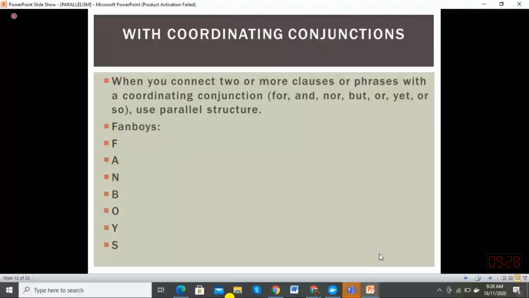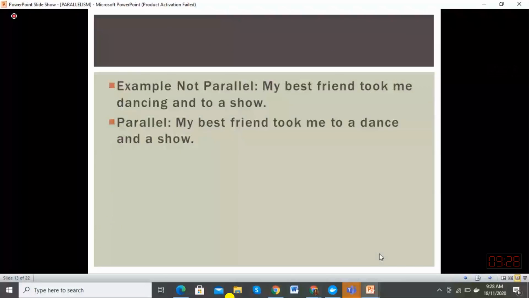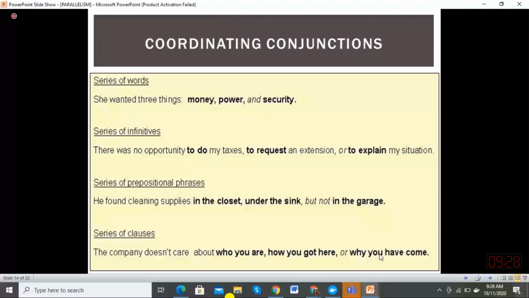For instance: my best friend took me dancing and to a show. Better: my best friend took me to a dance and a show. So there you can employ the coordinating conjunction in a better way. Coordinating conjunctions perform these four functions in a series of words, a series of infinitives, a series of prepositional phrases, and a series of clauses. So when we have to combine all these, we use coordinating conjunctions appropriately. She wanted three things: money, power, and security.